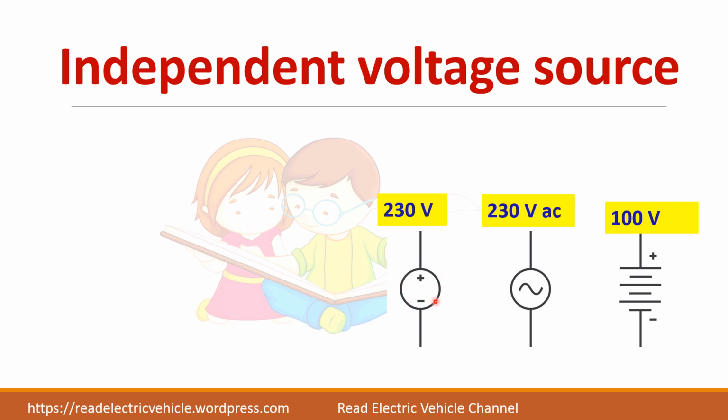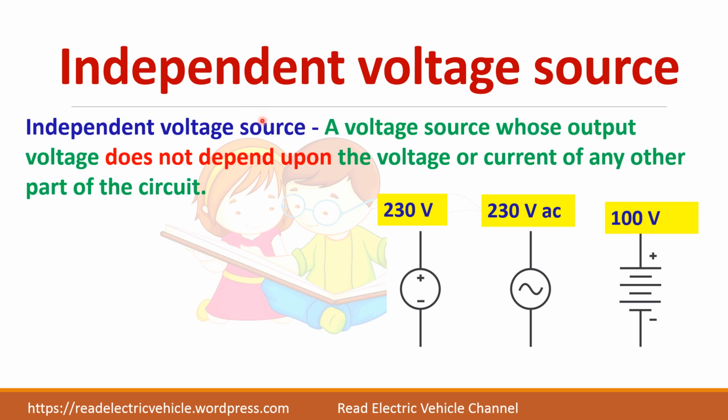If you take this one, this is a 230 volts DC voltage source and this is a 230 volts AC voltage source and this is a battery. So in all these cases, whatever circuit I connect here, the voltage remains constant. However the circuit is, if the voltage remains constant, then it is called an independent voltage source. That is the voltage source whose output voltage does not depend upon any other parameter in the circuit. We call it an independent voltage source.